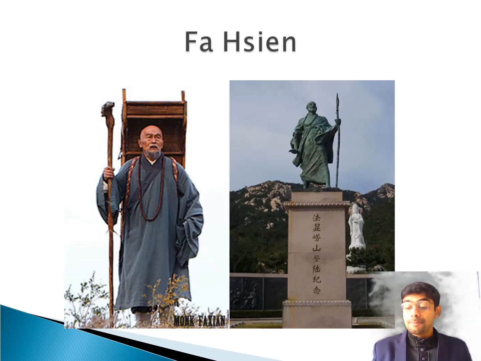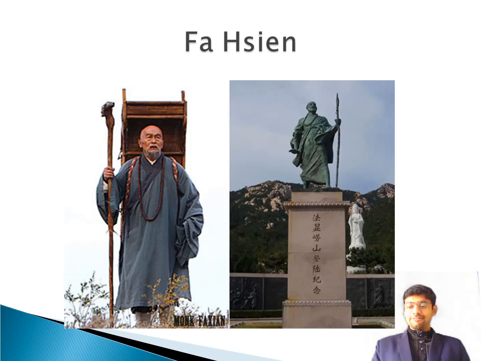Laws were simple and punishments were not too severe. The people were law-abiding and honest. However, Fa Hsien lamented the neglect of the Buddhist places of worship at Bodh Gaya, Kushinagar, and Kapilavastu. So, Fa Hsien is a Chinese traveler who traveled from China to many parts of the world.